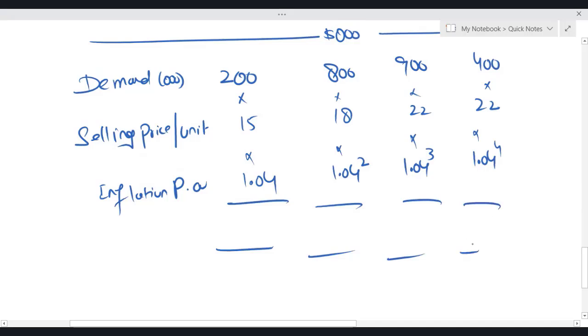Let me use the calculator. I want every one of you to also use the calculator so that there should not be any arithmetical error. I'm getting 3,120. 800 into 18 into 1.04 squared. I'm getting 15,575. Let's recheck.